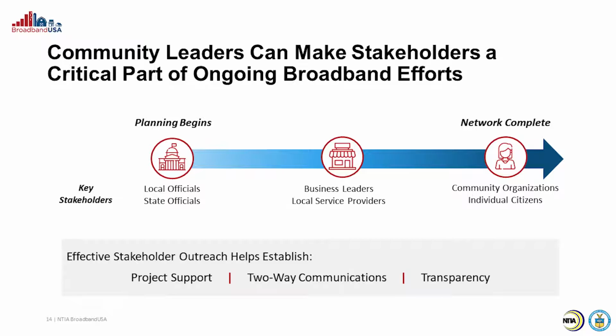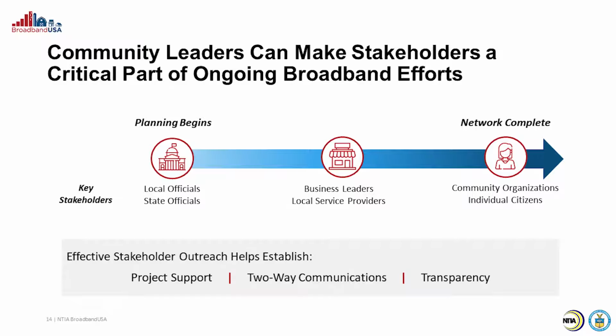So you want to ensure that you involve them in the beginning stages of whatever strategy that you're going to pursue. But then you also want to look at your business leaders. You want to include your local service providers. And then as you get to the network completion stage or implementation stage, you want to ensure that the community organizations and individual citizens, those loud voices, those champions, are on board as well.